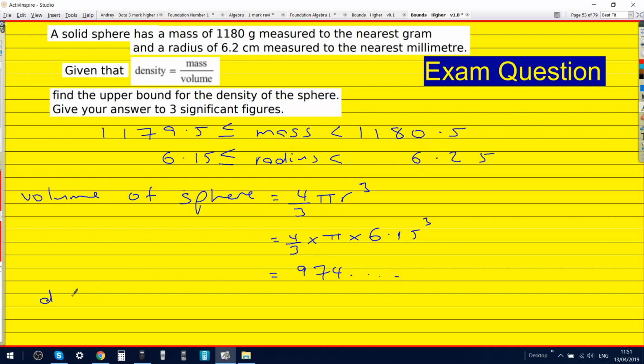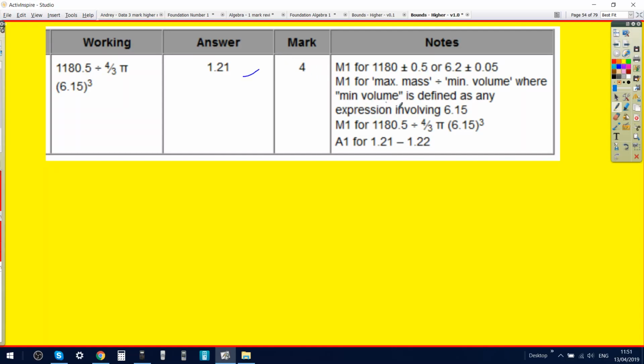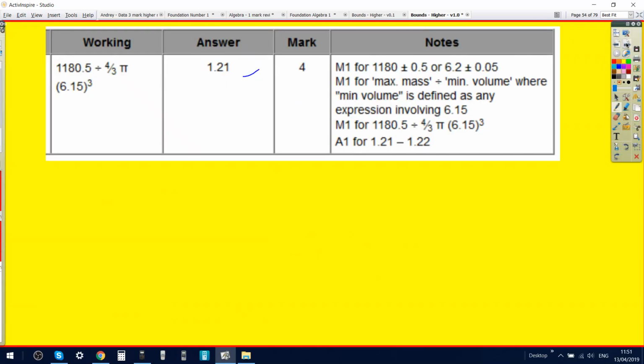And so density would be 1,180.5 divided by that, and that gives you 1.21. 3 sig fig. 1.21 is it? Yep, 1.21. Well done. So for that one, they gave you the radius and you had to find the volume yourself.